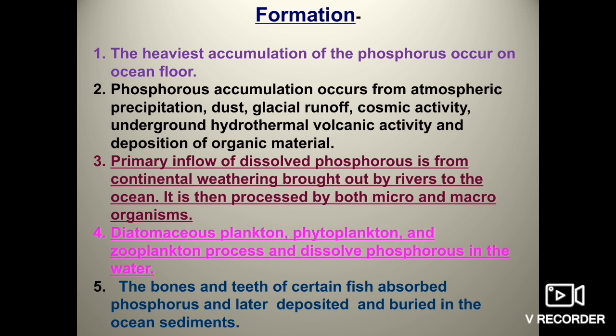And the diatomaceous plankton, the phytoplankton or the zooplankton, they process and dissolve the phosphorus in the water. So that is the process. What are the organisms? They are the diatomaceous plankton, the phytoplankton or the zooplankton. They often dissolve the phosphorus in the water.